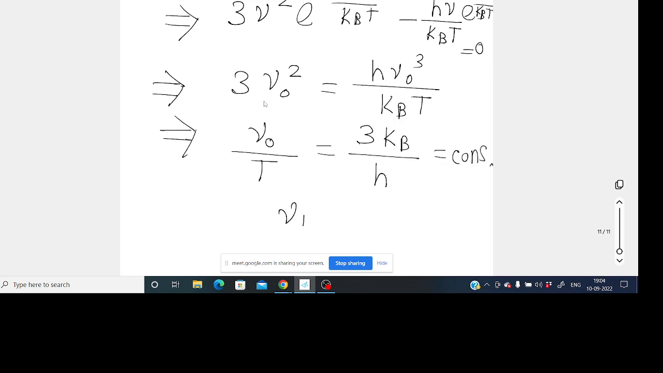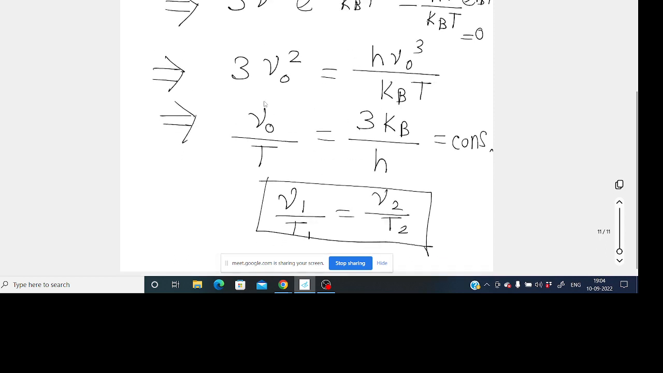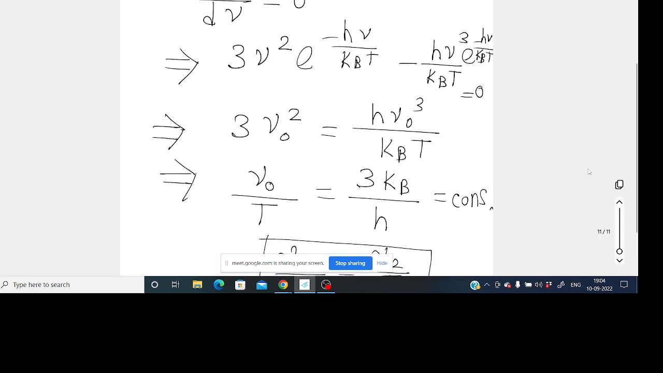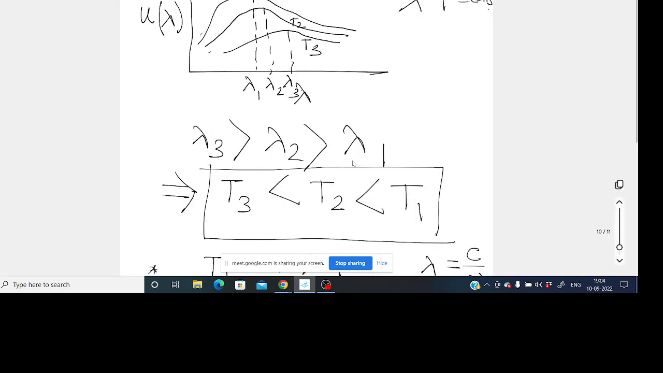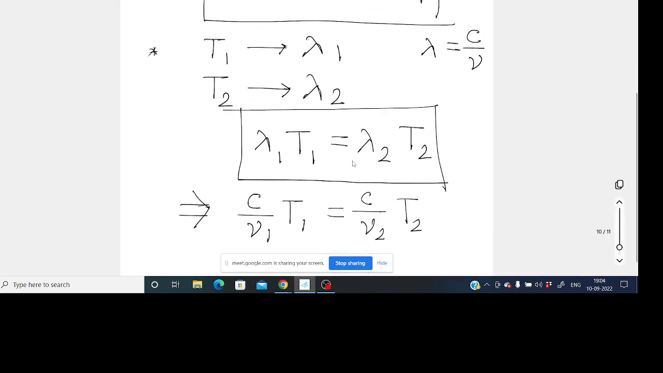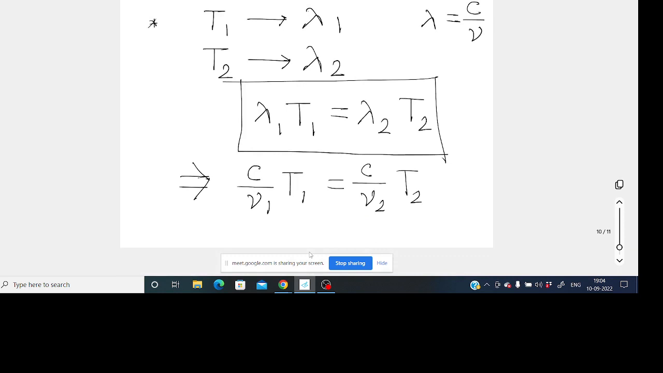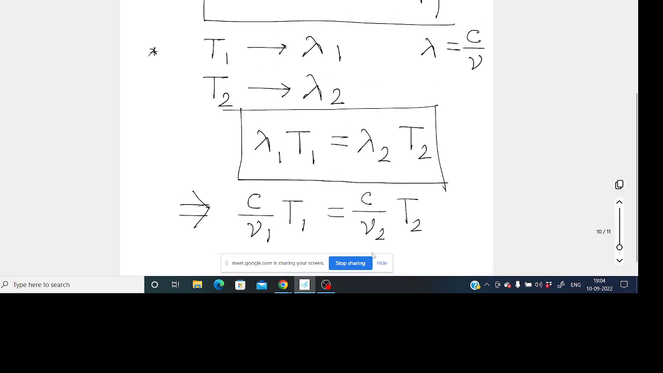So nu1 by T1 equal to nu2 by T2. We're getting the same thing as before, right? Yes, we are getting the same thing. So nu1 by T1 equal to nu2 by T2. This is also important to remember.